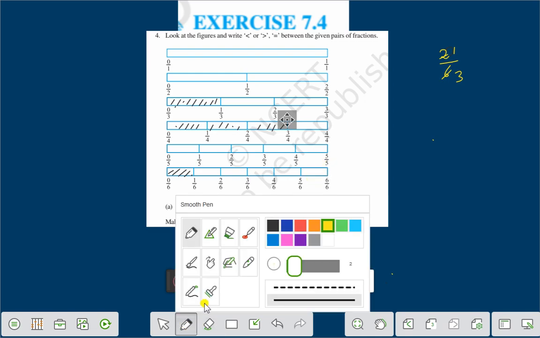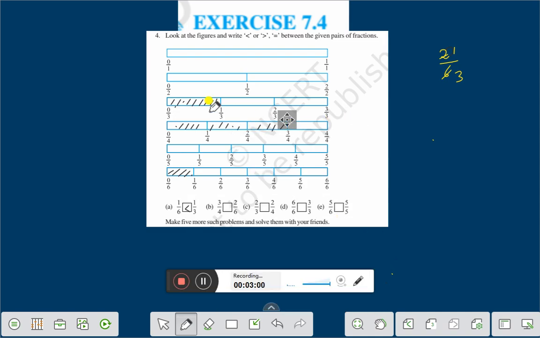Right? The value is 1 by 3. Now, 1 by 3 is this part, right? Here 1 by 3 is from here to here, and 2 by 6 is the same as 1 by 3, and here is 3 by 4. 3 by 4 is this one. That means 3 by 4 is greater than 1 by 3, right? 3 by 4 means this part from here to here, and 1 by 3 from here to here. That means this part is greater than this part, right? Therefore, you can say that 3 by 4 is greater than 2 by 6. 2 by 6 means 1 by 3, right? And 3 by 4 is greater than 2 by 6.